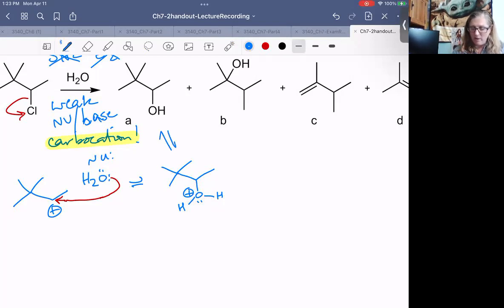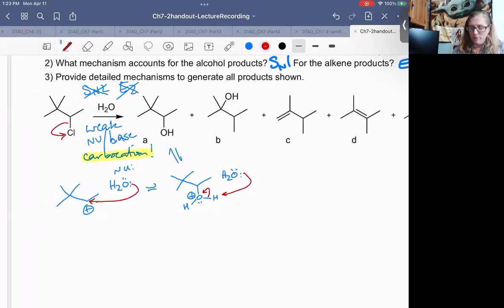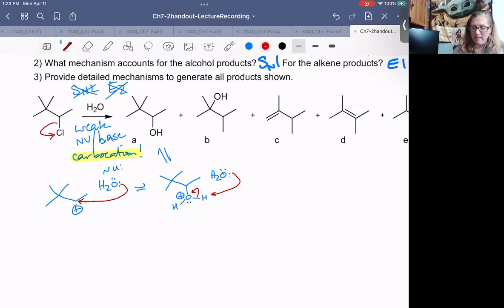So I could use water again as a base to deprotonate the oxonium intermediate. So this is our usual three steps that we saw for solvolysis: reaction with the solvent, form the carbocation, nucleophilic attack, and then deprotonate to give the neutral product. Okay, so we can show our reversible step here. Chloride could leave, and we get this carbocation. Okay, so that accounts for A.